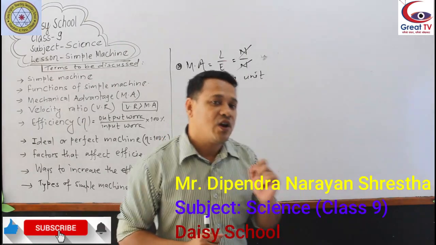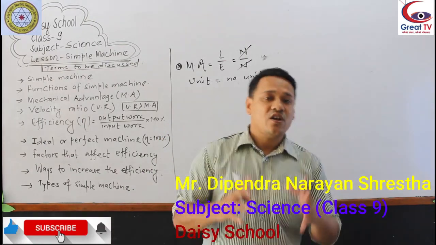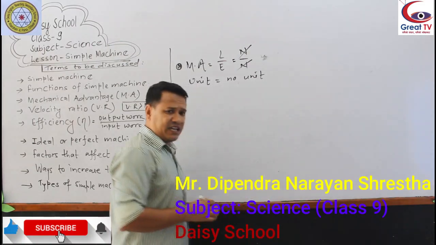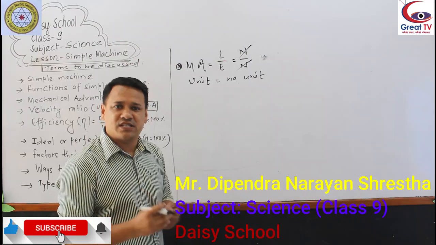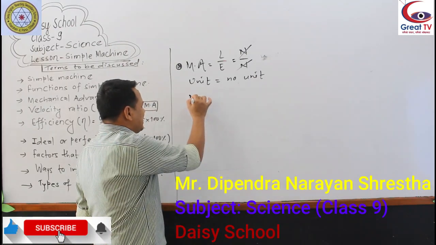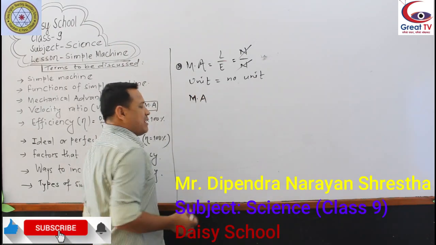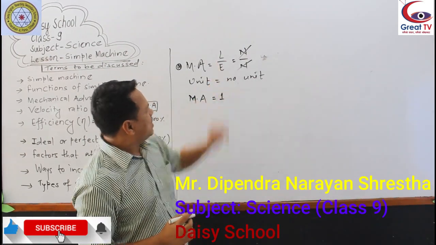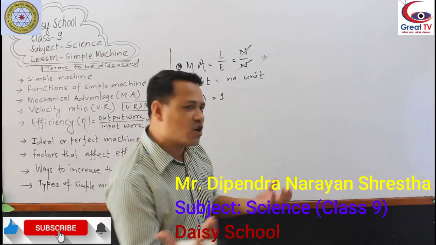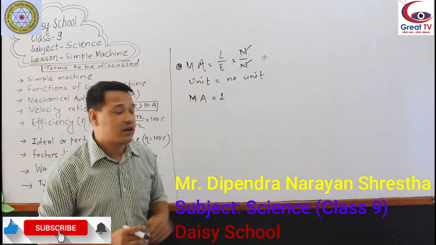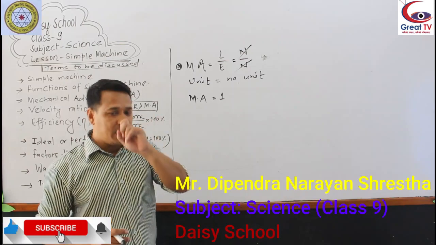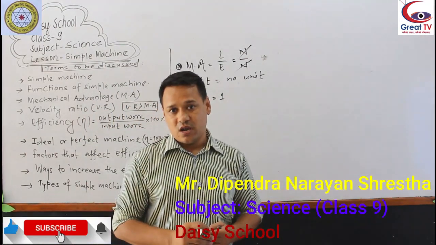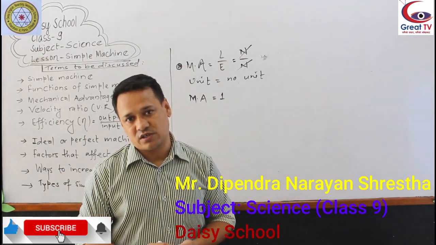Definition: ratio of load and effort. That's the mechanical advantage. The mechanical advantage of different machines is different. If, while calculating this ratio of load and effort, you get the value 1, mechanical advantage 1 means it cannot increase the speed of work, and it cannot magnify the applied effort either.